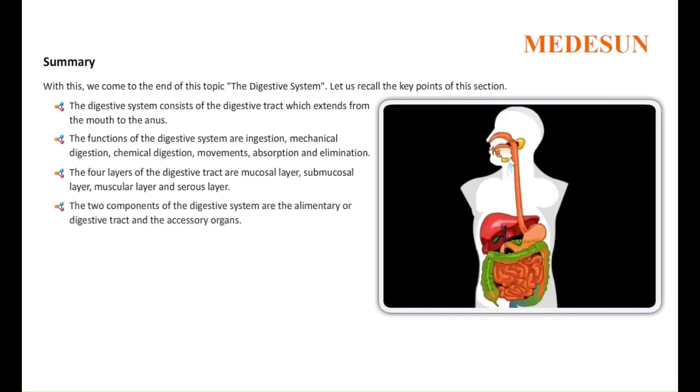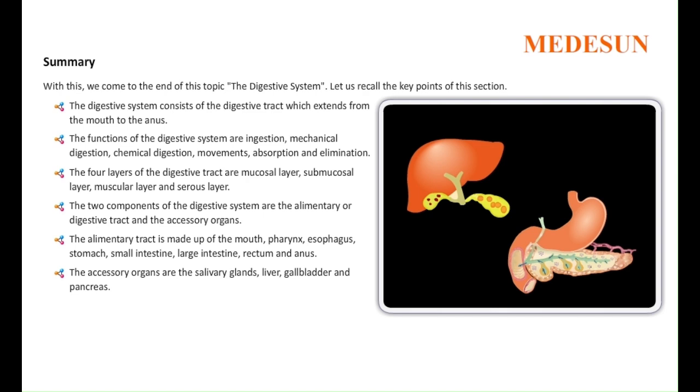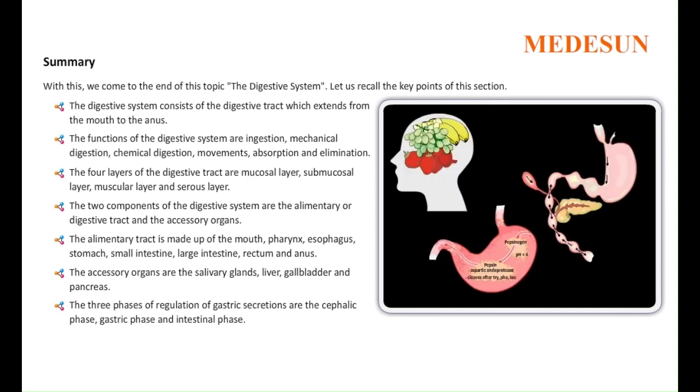The two components of the digestive system are the alimentary or digestive tract and the accessory organs. The alimentary tract is made up of the mouth, pharynx, esophagus, stomach, small intestine, large intestine, rectum, and anus. The accessory organs are the salivary glands, liver, gallbladder, and pancreas. The three phases of regulation of gastric secretions are the cephalic phase, gastric phase, and intestinal phase.